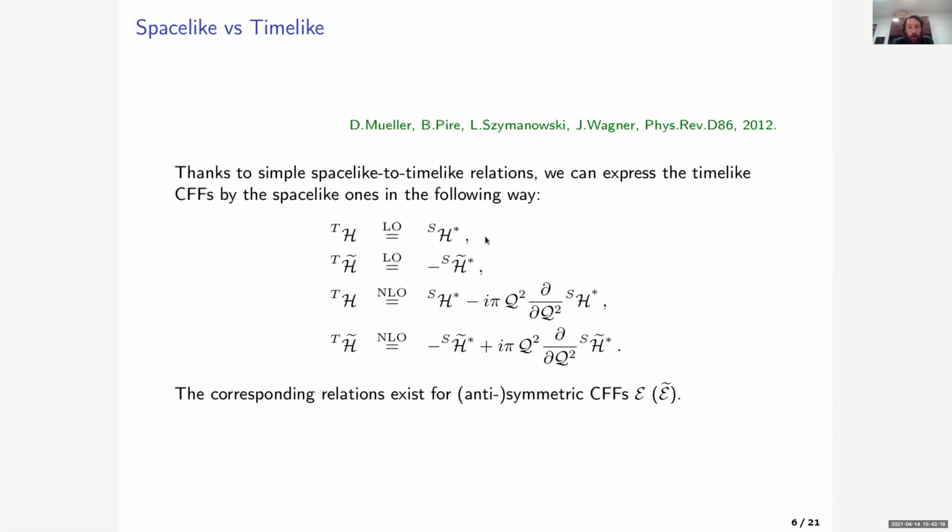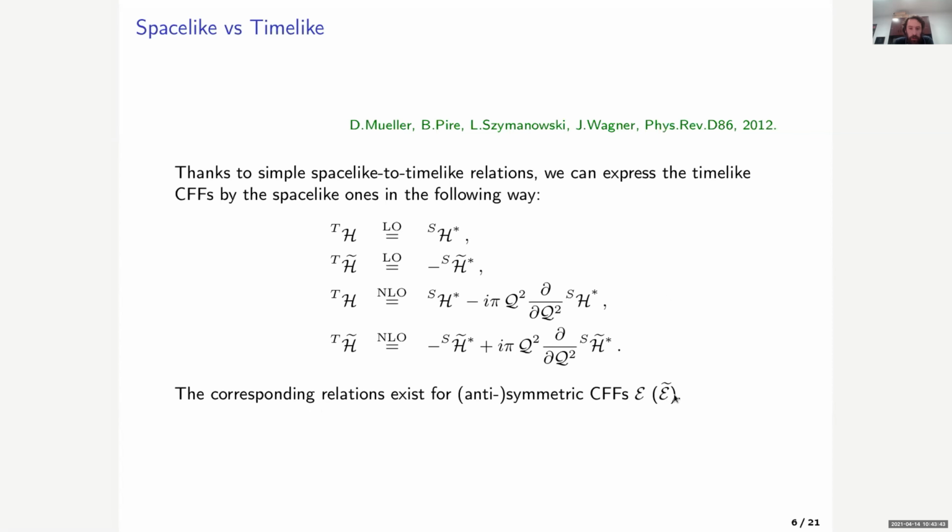At leading order, we see that they are just related by complex conjugation, up to the sign in the axial case. At next-to-leading order, the relation is a little bit more complicated. It's not only complex conjugation, but also you have this i pi times the logarithmic derivative of the Compton form factor. So you have the same relations for E and E tilde too.